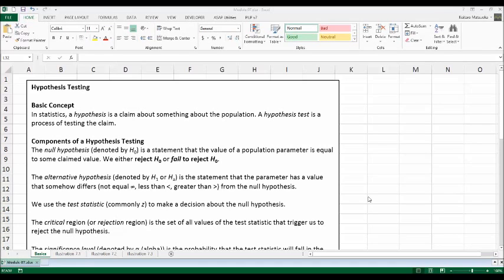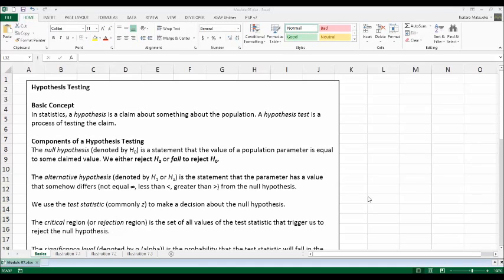The alternative to the null hypothesis, called the alternative hypothesis, is typically written as H1 or HA. It's a statement that the parameter has a value that's somehow different, meaning not equal to, less than, or greater than the value in the null hypothesis.